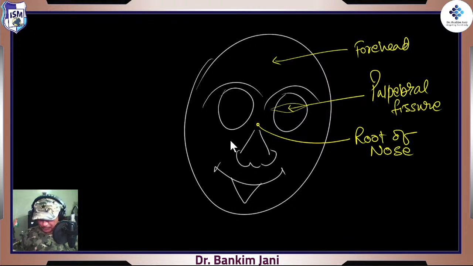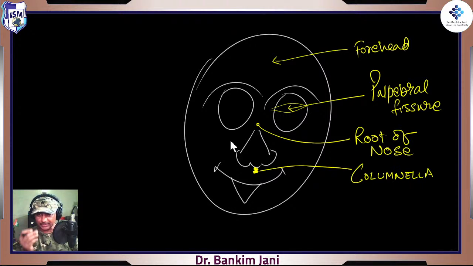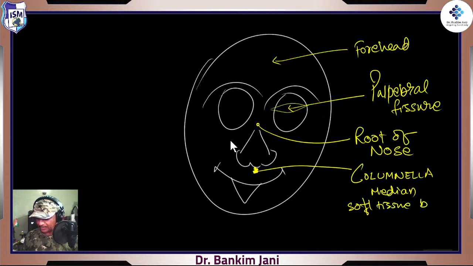But this portion, this soft portion, right, this one. It's like in boxing when you hit and break someone's nose, and that's called the columella. That median soft tissue, just between the two nostrils.